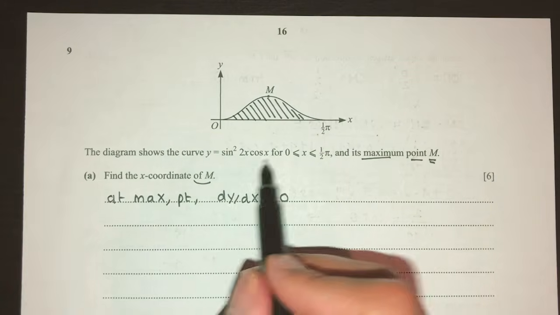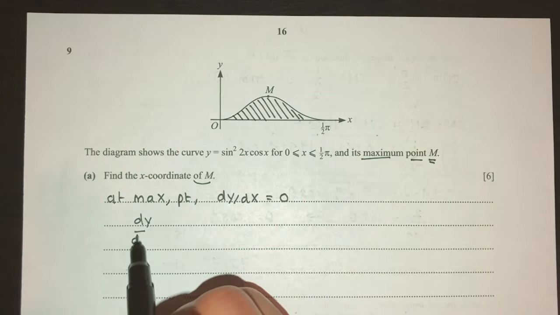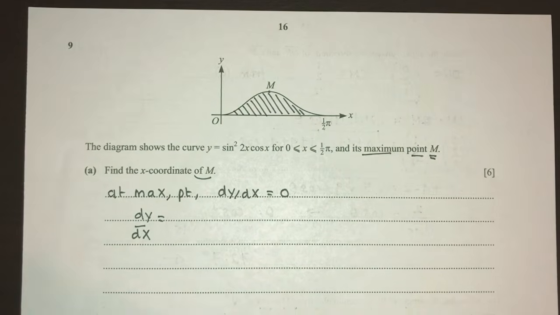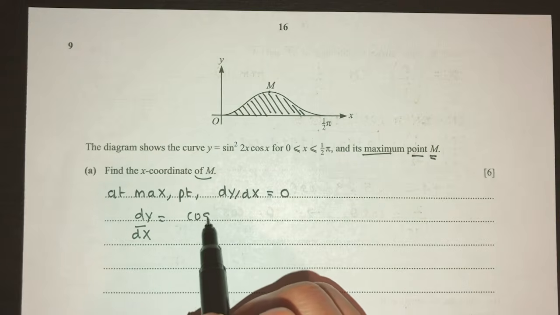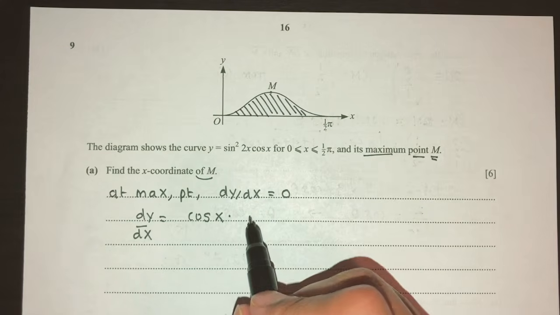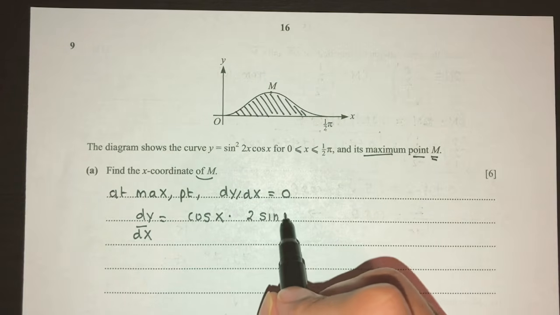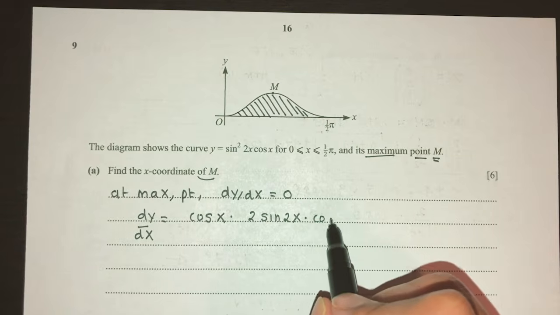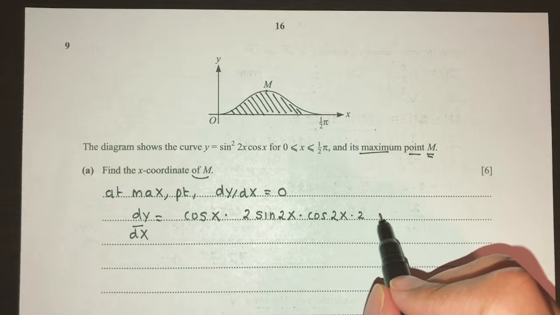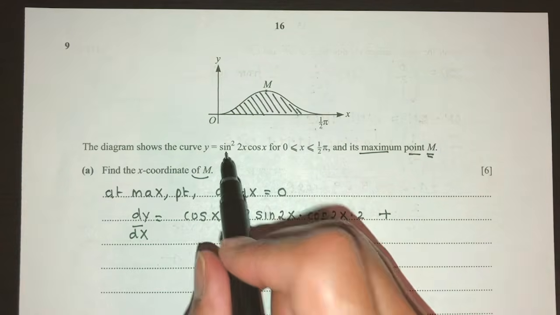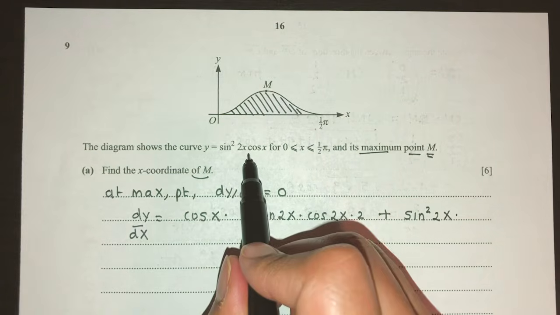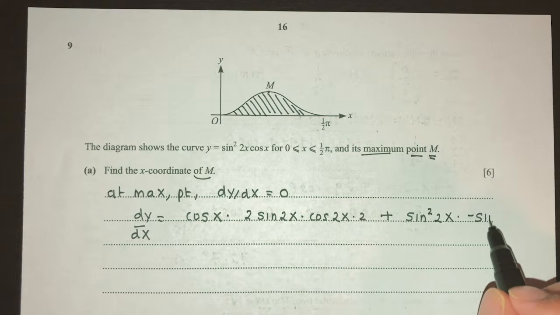So y is given by this. dy by dx will be what? As you can see, this one is a product, so we have to use the product rule. First I can just take cos x, leave it by itself, and times d by dx of this one. You will have 2 sine of 2x multiplied by cos of 2x times 2. Then we have to plus, and then we leave this value as it is, which is sine square of 2x, times the differentiation of this one, which will give you minus sine x.